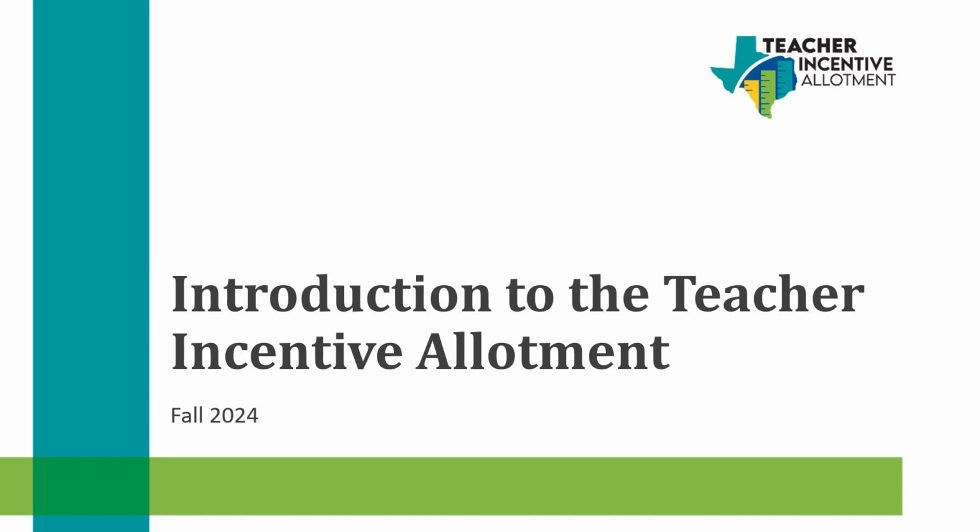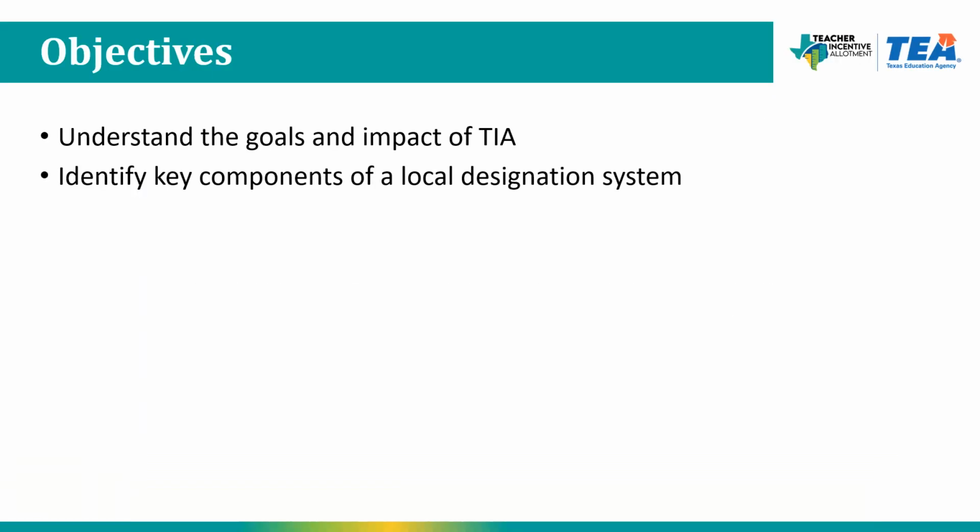Hello and welcome. We hope you are here today because your district is interested in applying for the Teacher Incentive Allotment. This webinar offers a quick introduction to the goals and components of a local designation system. Our objectives for this session are intended to set you and your district up to understand the basic goals and impact of TIA. After reviewing the goals, we will then ensure that your district can identify the key components of a local designation system, which will prepare you for designing and applying for a local designation system in the spring.